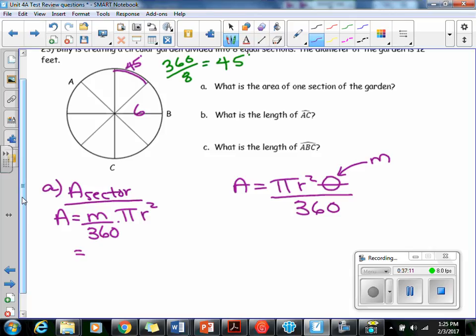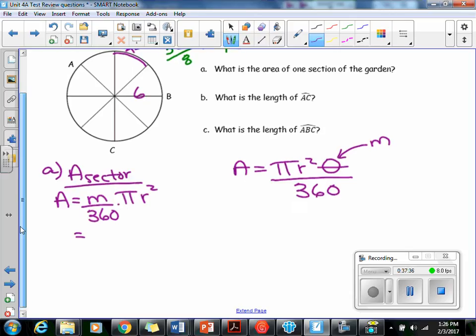Okay, but what I'm asking for is the m. Is it 45? Let's back up here. I showed you up here that the whole circle is 360, and it's divided into 8 equal sections. So if you do 360 divided by 8, that's 45 degrees per arc. So that's why our m is 45.